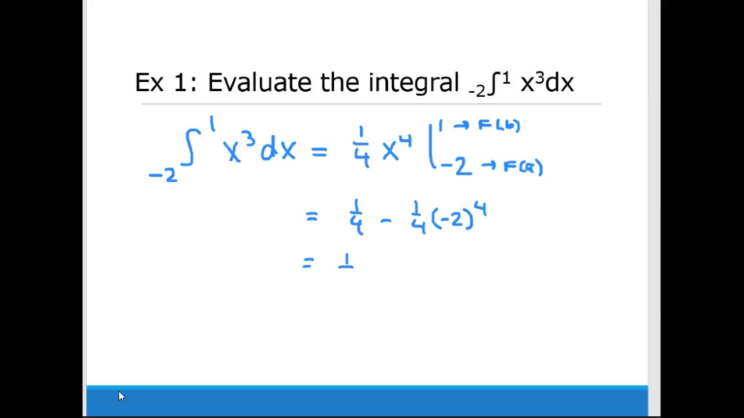So you get 1/4 on -2 to the 4th becomes a positive 16/4, but it's still a minus, so it's minus 16/4. So we get -15/4. So that represents the area under that curve, or the value of the integral at the end.